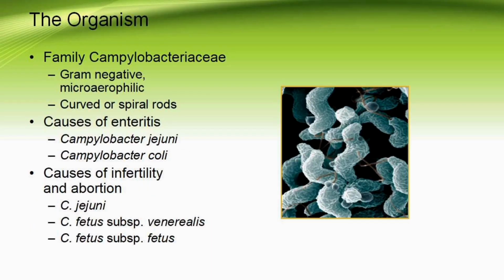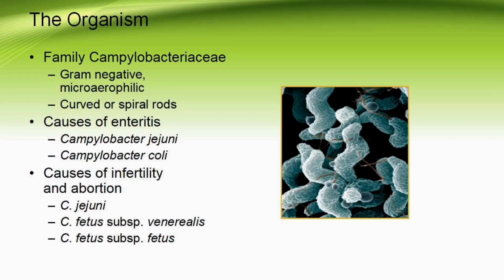suspected. Campylobacter are gram-negative, microaerophilic, curved or spiral rods in the family Campylobacteriaceae. Campylobacter jejuni, formerly known as Campylobacter fetus subspecies jejuni, and Campylobacter coli are associated with enteritis in domestic animals and humans. Some strains of Campylobacter jejuni, Campylobacter fetus subspecies venerealis, and Campylobacter fetus subspecies fetus, which is also known as Campylobacter fetus subspecies intestinalis and Vibrio fetus var intestinalis, cause infertility and abortions in sheep and cattle.